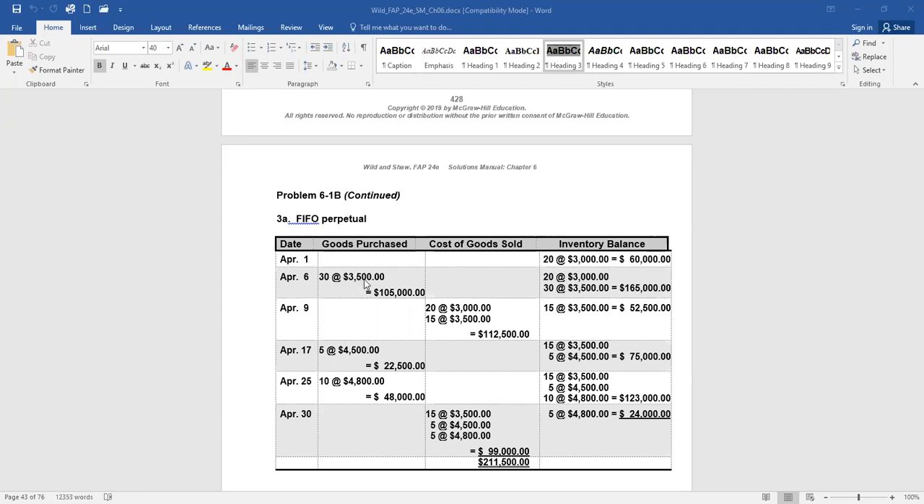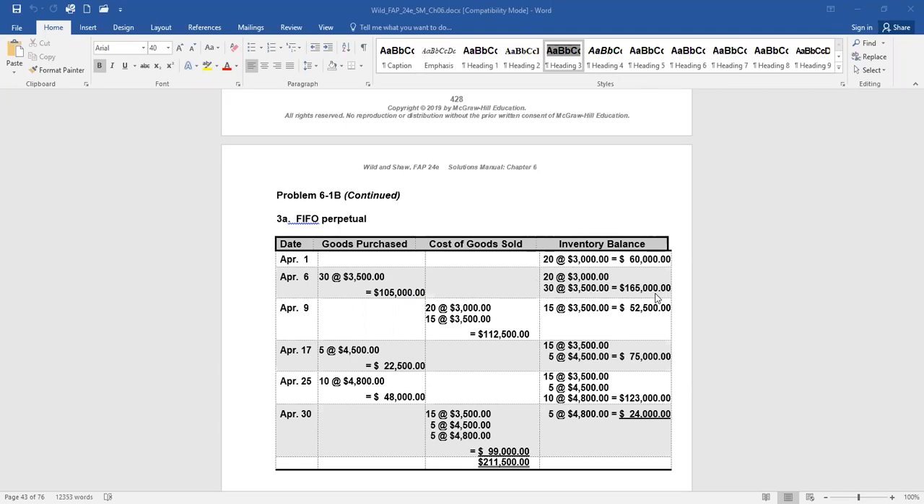They cost $3,500 each for a total cost of $105,000. So after this purchase, what's the inventory balance? 20 coffee cups that cost $3,000, those really old ones from the beginning of the month, and then the 30 we just bought that cost $3,500 each. If we multiply those out and add them together, the inventory balance is $165,000.